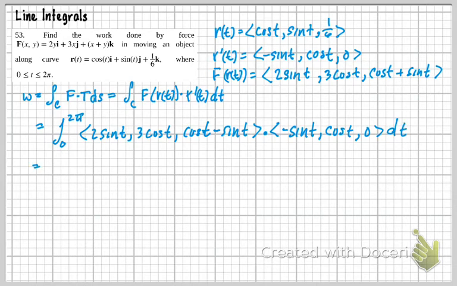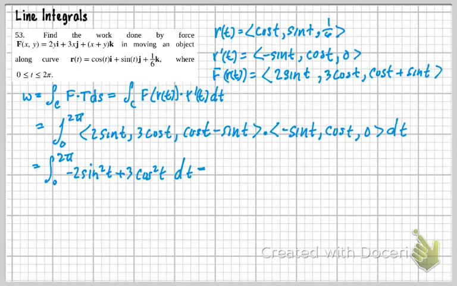So now we've got to multiply component-wise because that's what the dot product is. So that's going to be 2 sin t times negative sin t, so that's going to be negative 2 sin squared t. And then cos t times 3, so that would be plus 3 cosine squared t. And then for the last one, it's cos t plus sin t times 0, which is 0. So this is all I have for this problem here, dt.